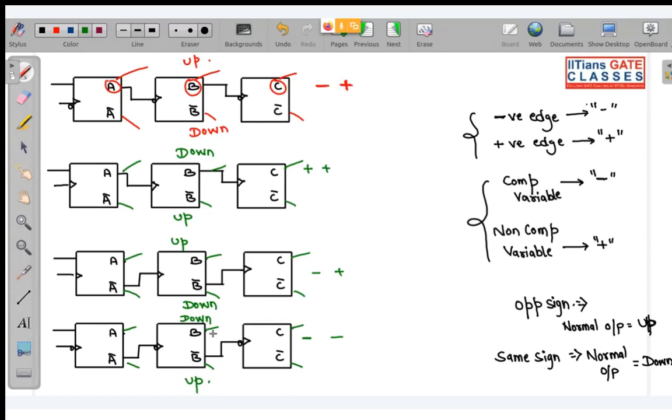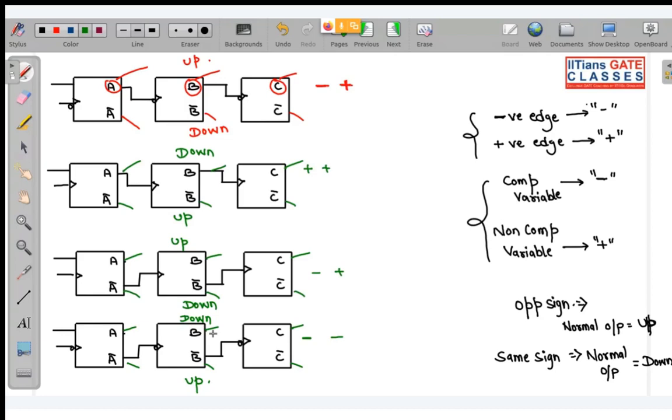You can check for any of the cases and you will get the result only. So instead of solving like this for 8 cases, we have just done it with the help of a trick. So this is one shortcut trick for determining basically up counter and down counter sequence. Tell me if this is clear or not. Is this clear? Anyone having any doubt?